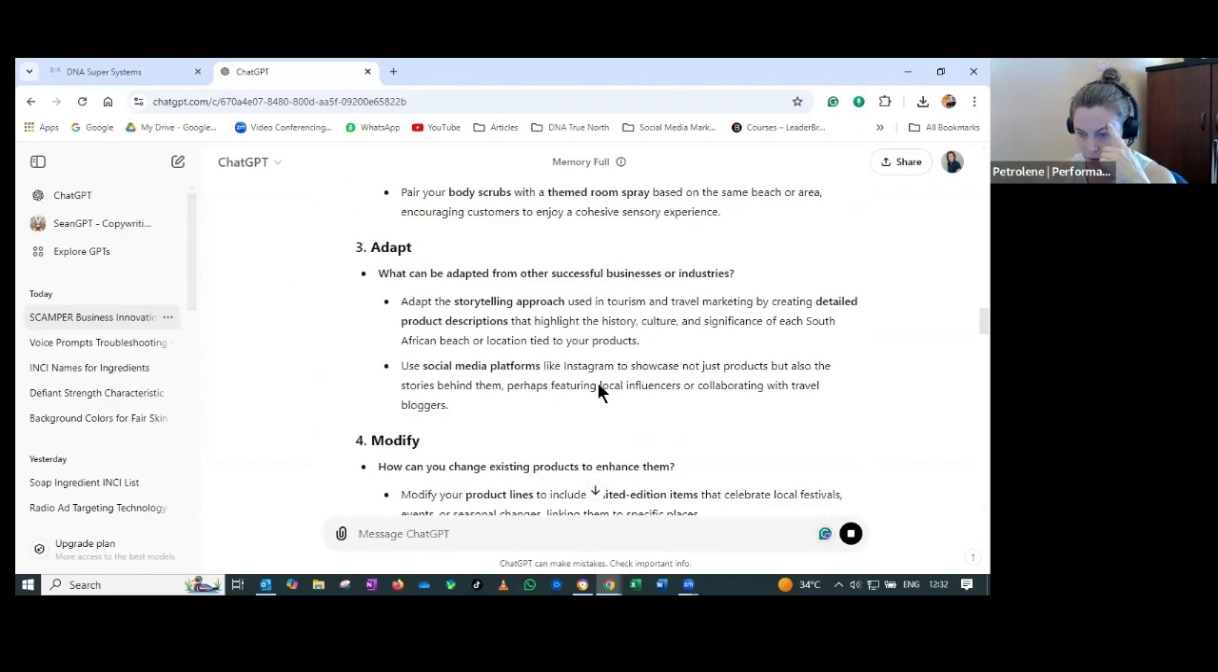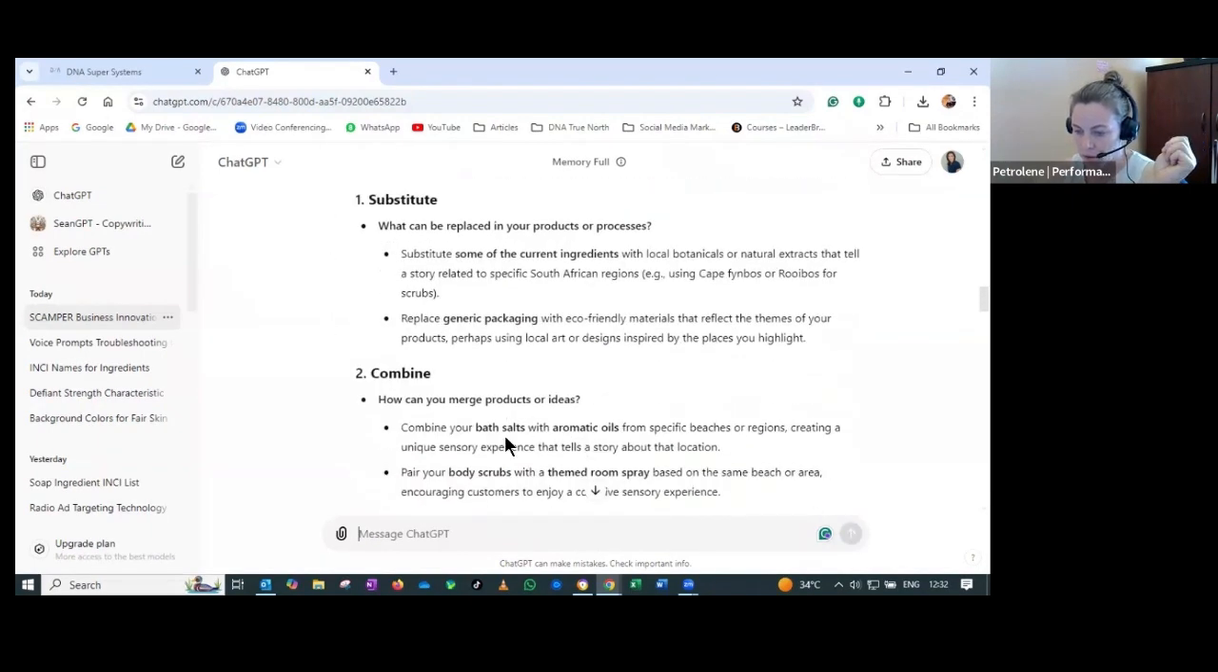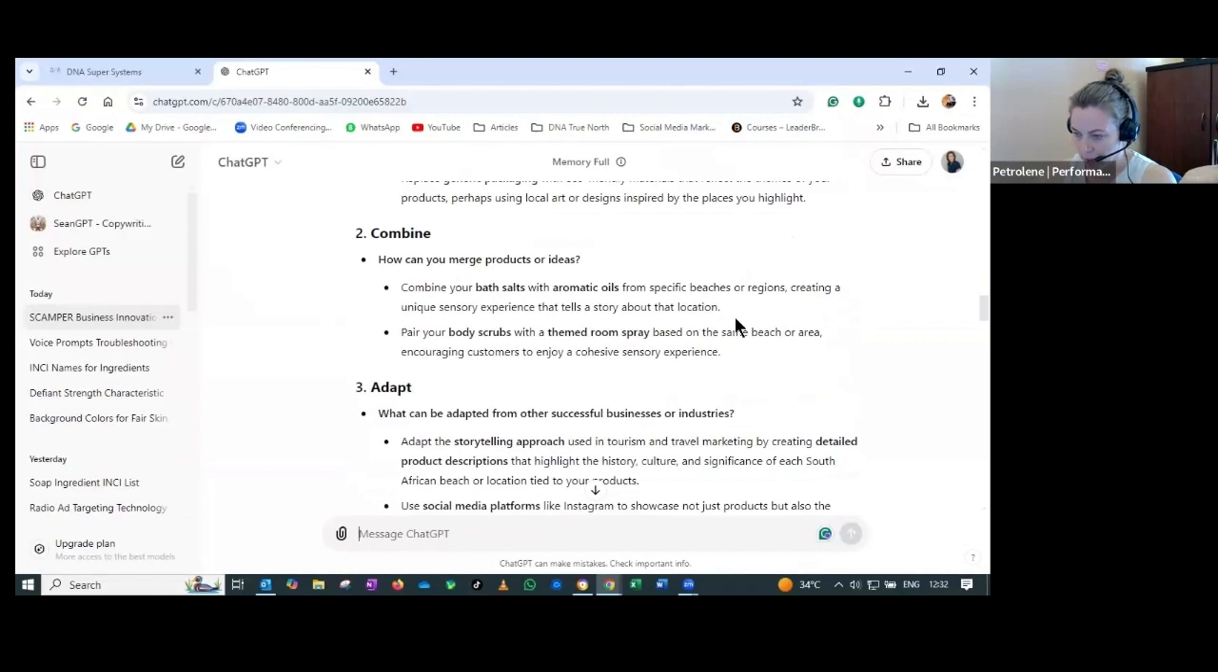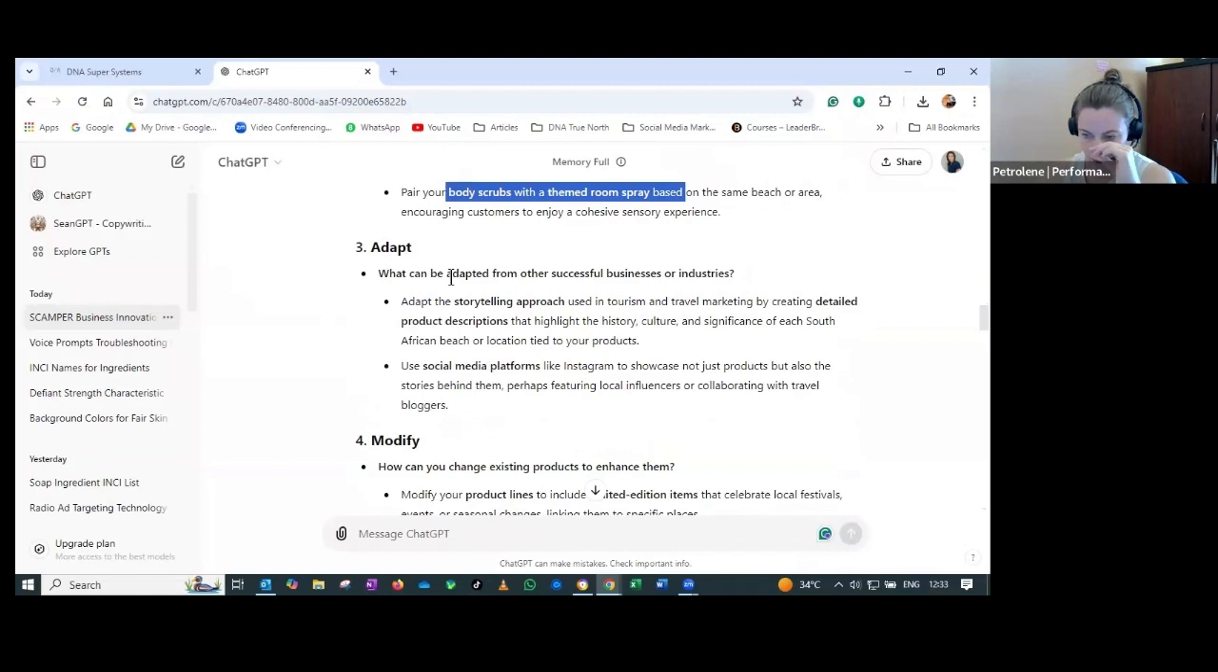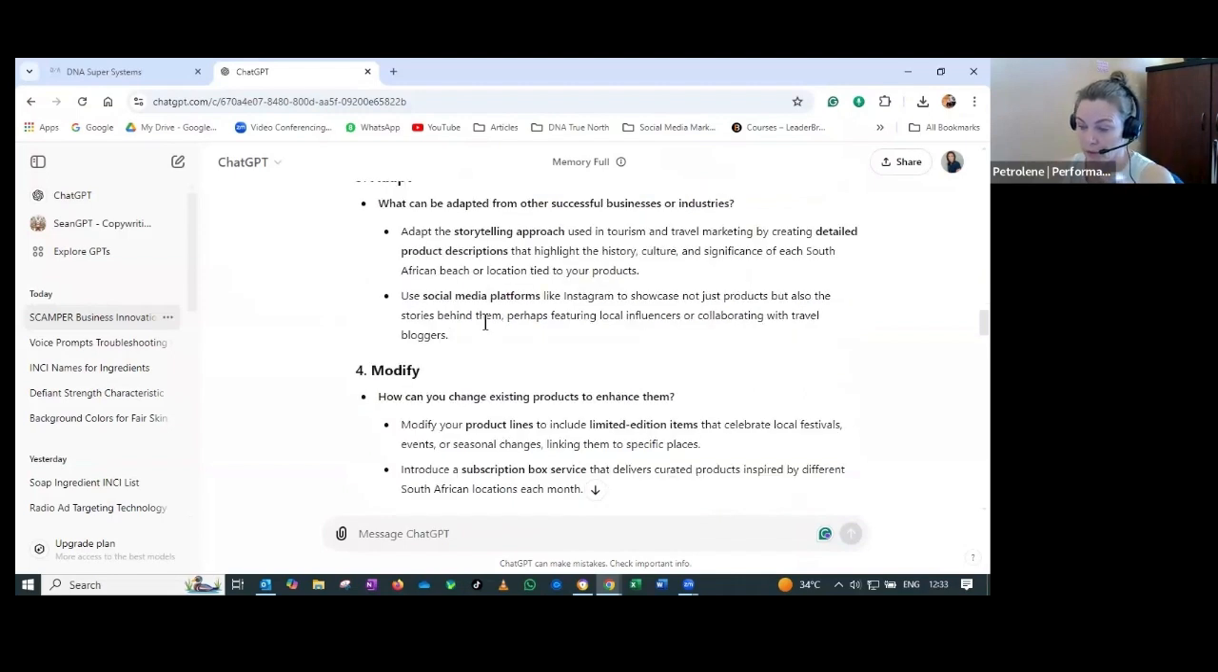Okay, let me just first go through this. Combine your bath salts with aromatic. I already do that. Pair your bath scrubs with themed room sprays. Okay, I already do that. Adapt the storytelling approach used in tourism and travel marketing by creating detailed product descriptions that highlight the history, culture, and significance of each South African beach location tied to your products. This is something I really need to do. Use social media platforms like, okay, that I have, but yeah.